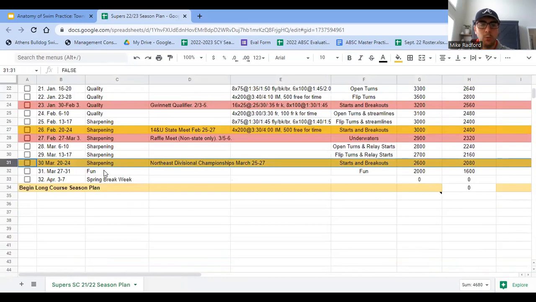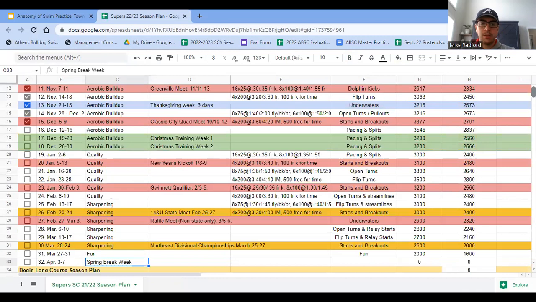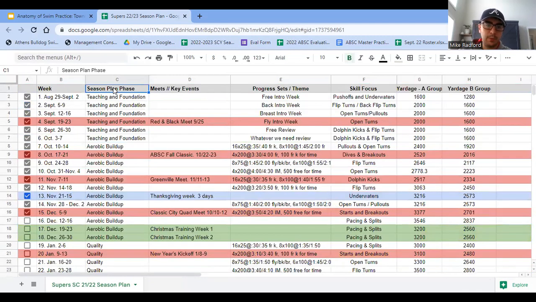And then we'll take a week. We'll do a fun week. After that, we'll take spring break and then we'll start the long course season. So you see the first 6 weeks, season plan phase, teaching and foundation. Their yardage is low. They're doing no more than 2,000 yards in a practice on the A group, no more than 1,600 yards on the B group. And we have a free intro week, a back week, a breast week, a fly week, a free review, and then a whatever-we-need review before we start building up.